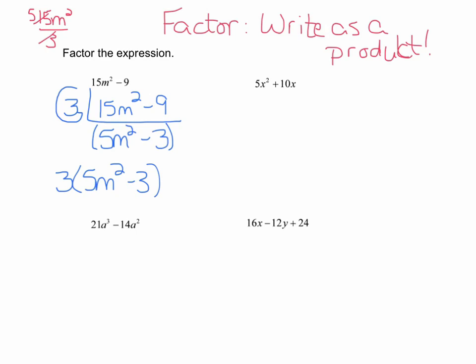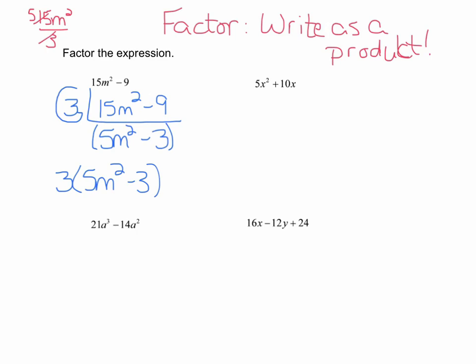What would happen if we distributed right now? 3 times 5m squared is 15m squared. 3 times negative 3 would be a minus 9. So you can check every factoring problem by remultiplying. But this right here is the factored form because it is written as a product, something times something.